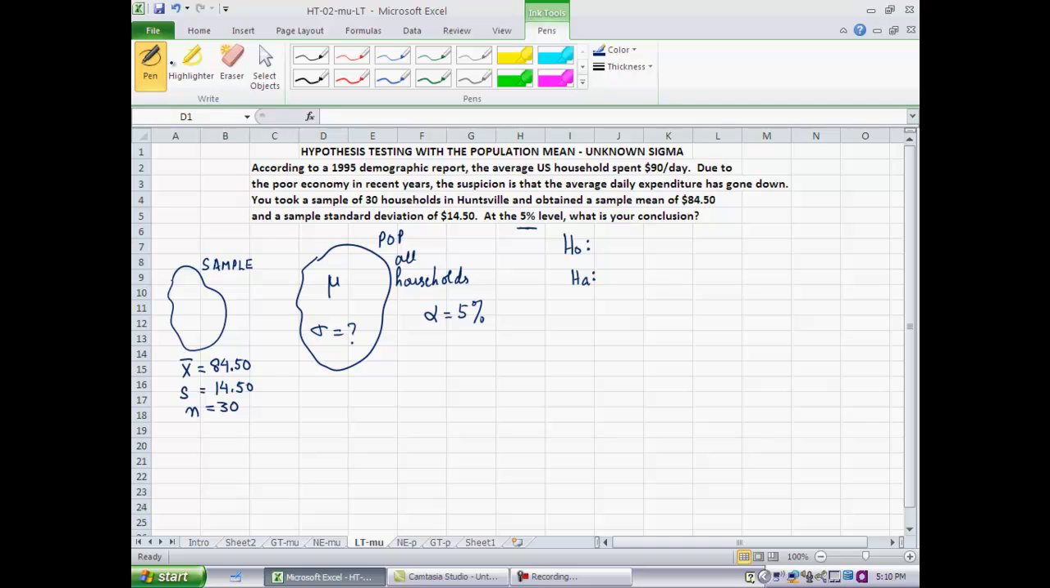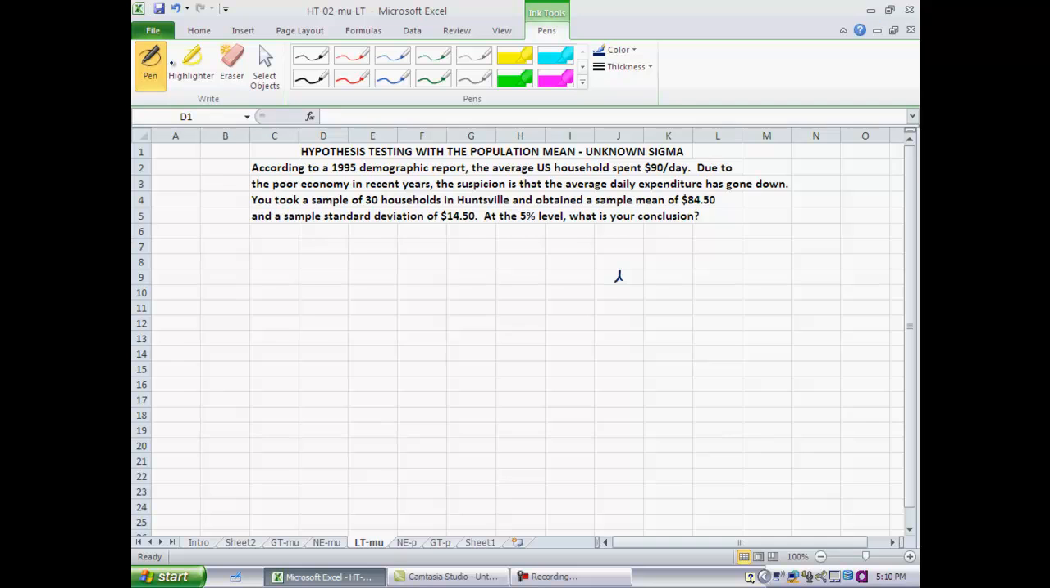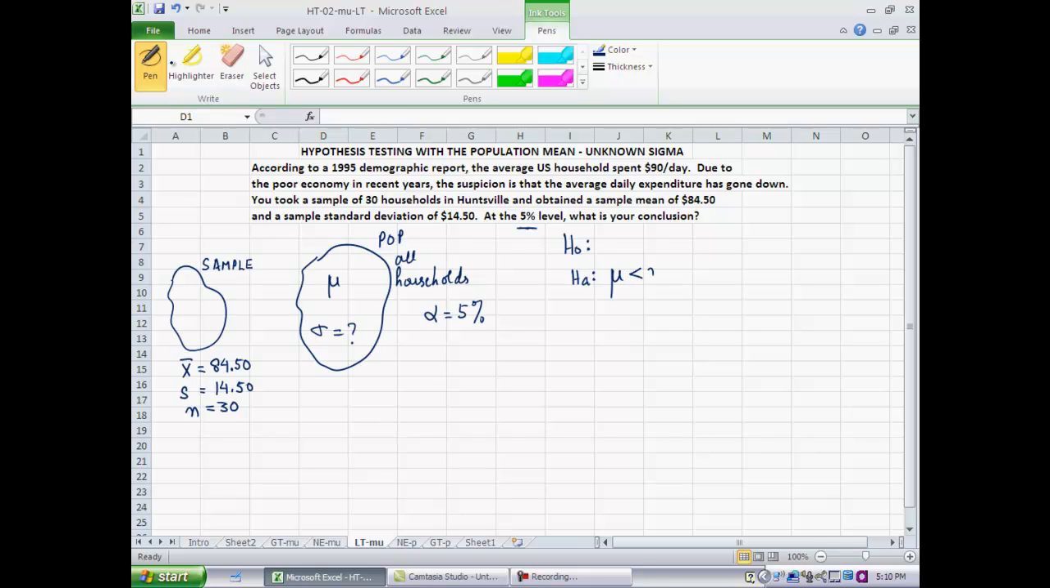Now, what is it that we're trying to establish here? We have a suspicion that the average daily expenditure has gone down. So let me set that up, mu less than 90. So I suspect that the average household expenditure has gone below $90. So I set it up as the alternate, because it would be nice if that confirmation were the result of a rejection of the null.